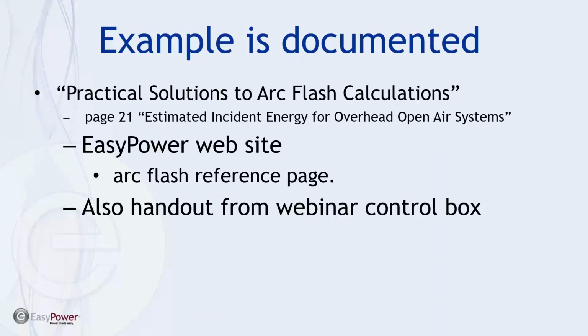This example or this discussion is documented in the Practical Solutions Guide to Arc Flash Calculations. It starts on page 21 and it walks through the steps that I describe. The people that know and love EasyPower may be familiar with it. The good news is we're in the process of revising that document, and we should have it out before mid-year, but it'll reflect the changes in IEEE 1584.